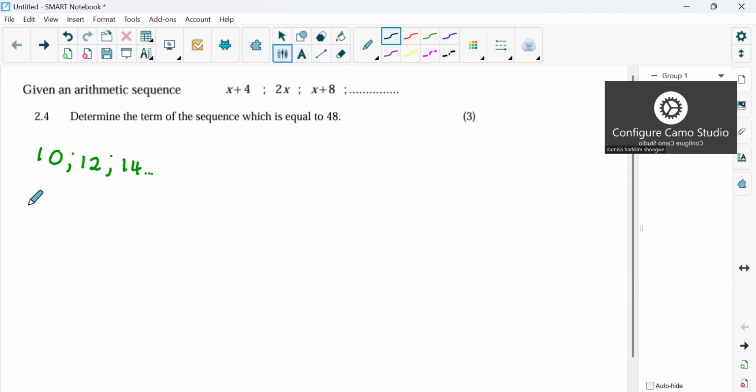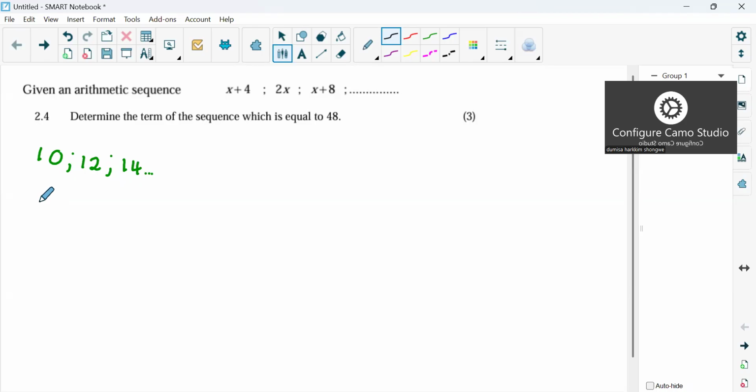So we're supposed to determine which term is equal to 48. Unlike the one that we did yesterday, guys, where we were supposed to determine the 100th term, in this case, which term is equal to 48? Basically, we are told that Tn is equal to 48. So we're supposed to look for the position, which is n. Now, how are we going to do that, guys?